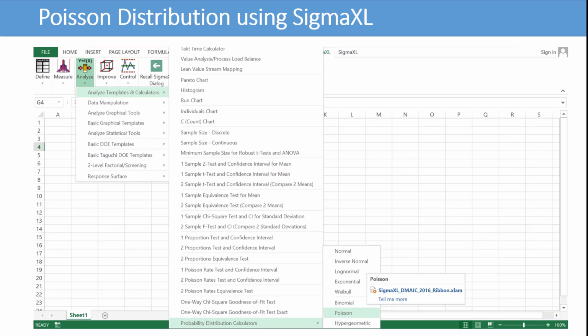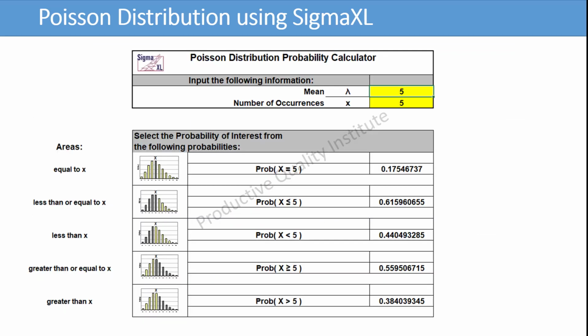To access the Poisson distribution probability calculator in Sigma Excel, click Analyze, then Templates and Calculators, then Probability Distribution Calculators, then Poisson. The template gives the following example by entering the mean and number of occurrences. You can check different probabilities of interest according to the required analysis.